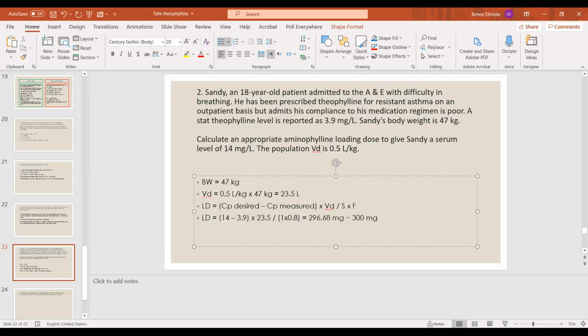If we don't consider any economical reason, we can just take 300. But if we consider economics, then we take 250, correct or not? Because one vial is 250. But never mind, if theoretical, then we take 300.